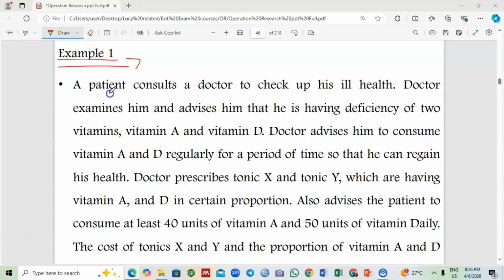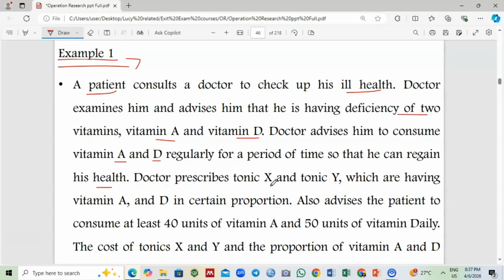So gaafichi maal jedha? A patient consulted a doctor to check up his ill health. The doctor examined him and advised him that he is having a deficiency of 2 vitamins, vitamin A and vitamin D. The doctor advised him to consume vitamin A and vitamin D regularly for a period of time so that he can regain his health. Doctorichi food supplement ajajee, qorichi isaa. Vitamin A fi vitamin D hanqate waan ta'eef yeroo murtaa'e consume gochuudha.